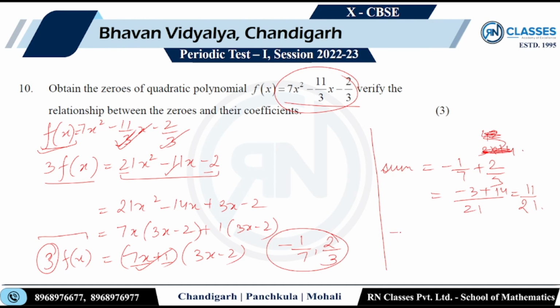Now I will find minus coefficient of x divided by coefficient of x square, which is negative of coefficient of x, so minus of minus 11 by 3 divided by coefficient of x square, which is 7. This turns out to be 11 by 21. Now, sum of zeros is equal to minus coefficient of x divided by coefficient of x square. This is the relationship verified. You will do the same thing for the product of zeros and you will be answered.